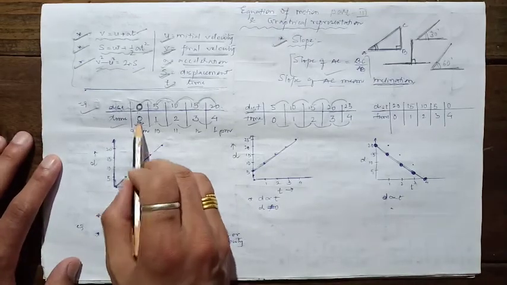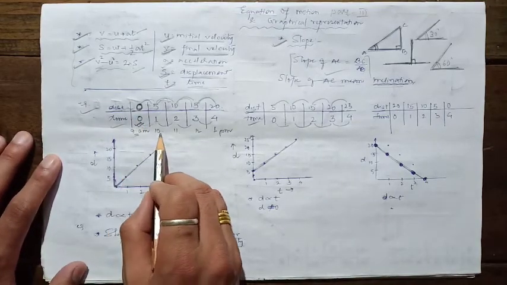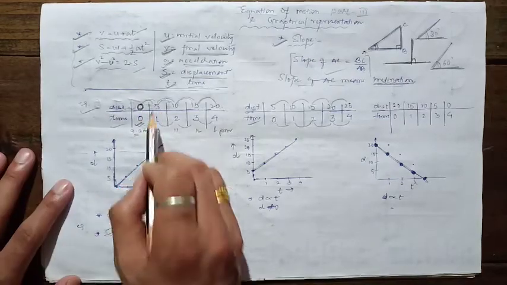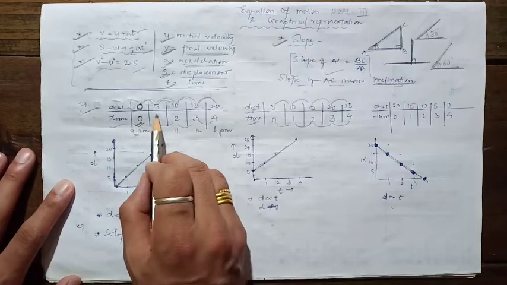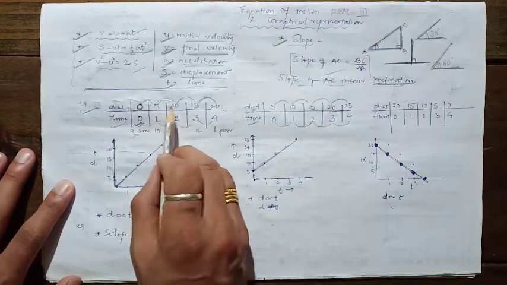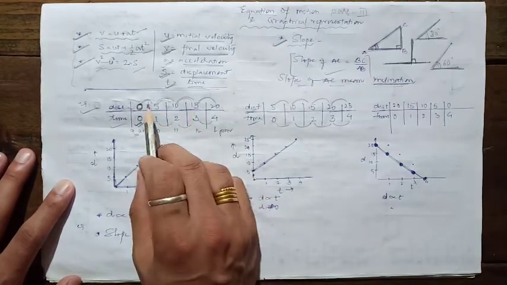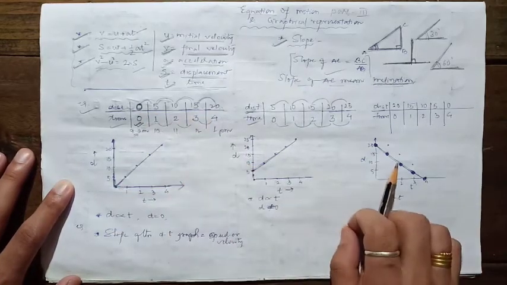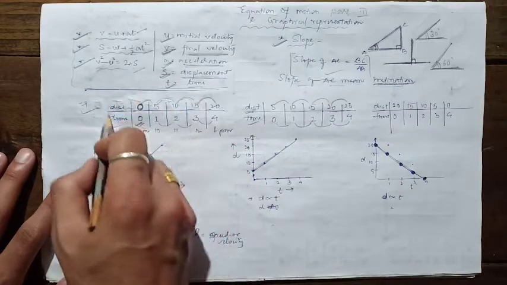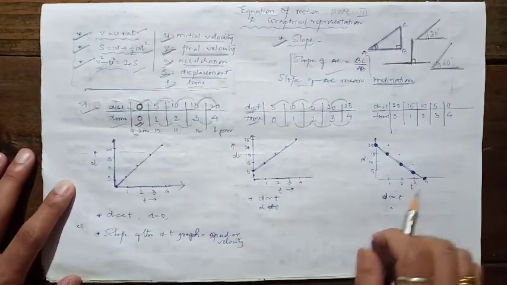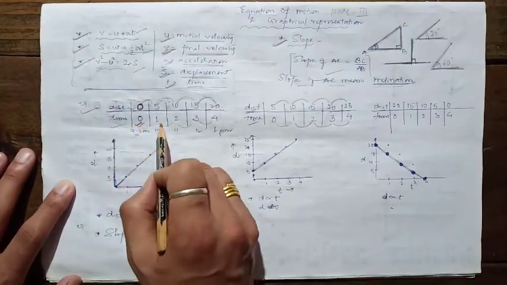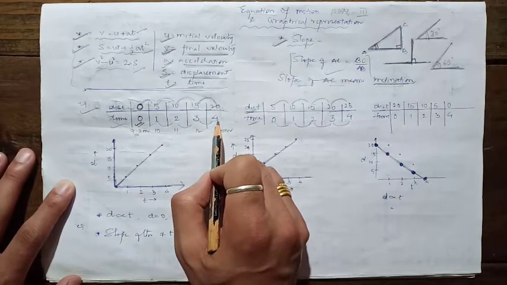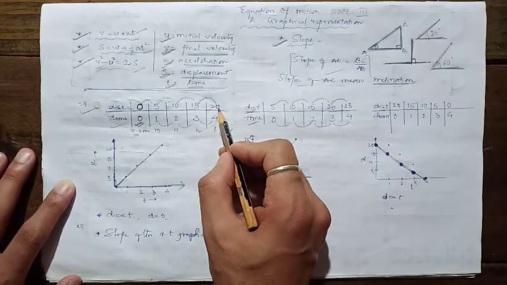At 9 a.m., I was at my home, and suppose at 10 a.m., after 1 hour, I'm 5 kilometers away from my home, and at 11 a.m., I'm 10 kilometers away from my home, and at 12 noon, I'm 15 kilometers away, and at 1 p.m., I'm 20 kilometers away from my home. I hope, students, you understood this situation. So now 0 for 0, 5 for 1, 10 for 2, 15 for 3, and at the fourth hour, I'm at position 20.